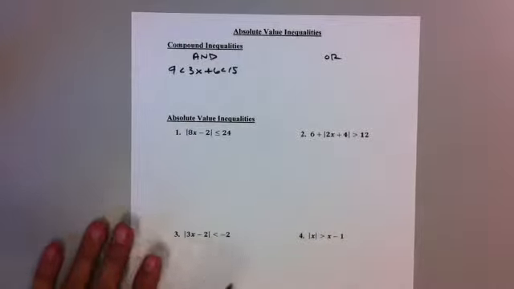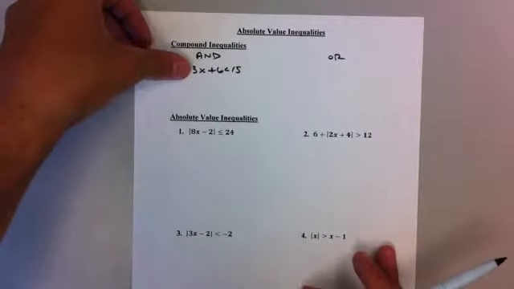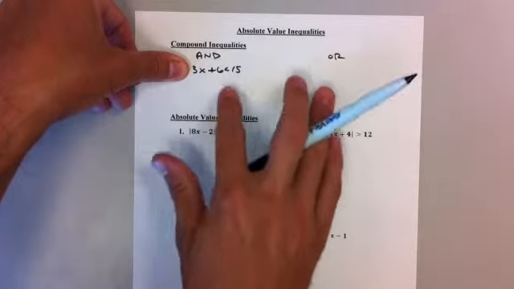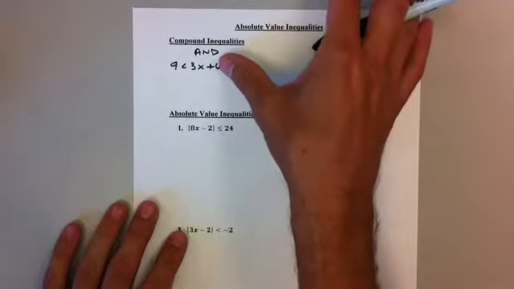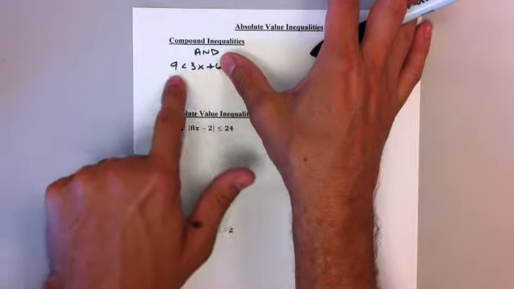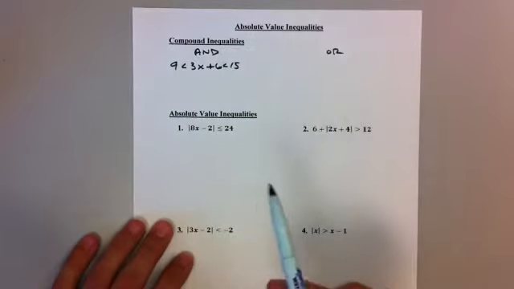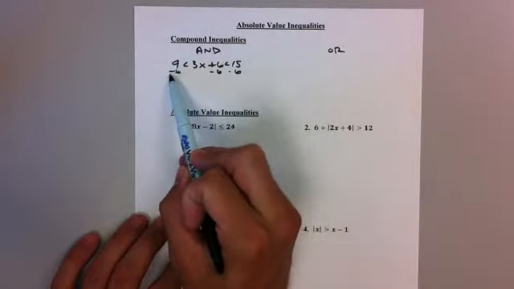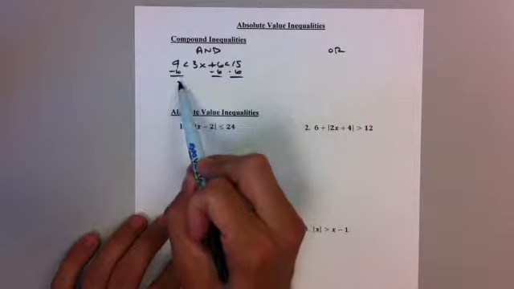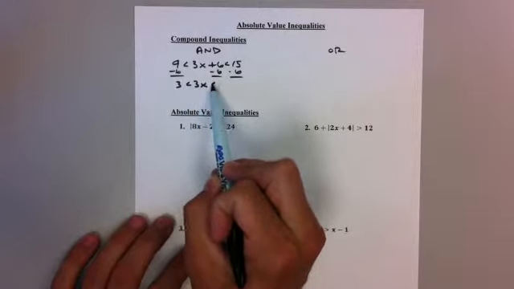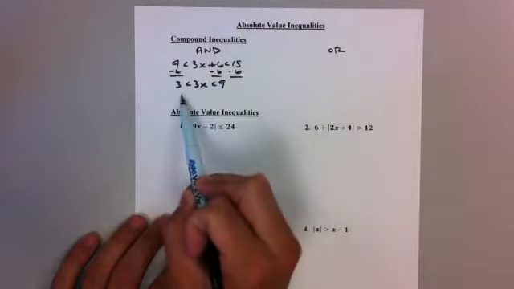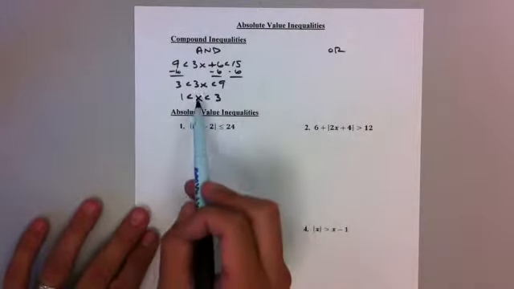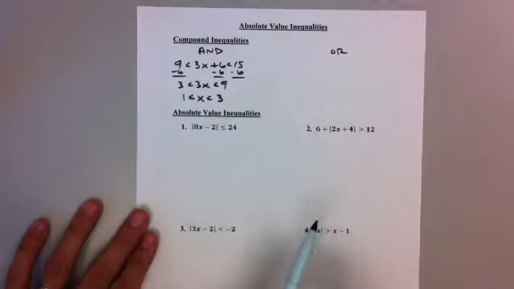And the way you would solve it would be just like you would solve a problem if it said this. If it said 3x plus 6 is less than 15, you would just subtract 6 and divide by 3. And if it were to say this, you would do the same thing. Subtract 6, divide by 3. And so let's do that. Let's solve. So if I were to subtract 6 on all three parts, okay, you get 3 less than 3x, less than 9. Divide by 3, I get 1. So my solution would be x is greater than 1 and less than 3.